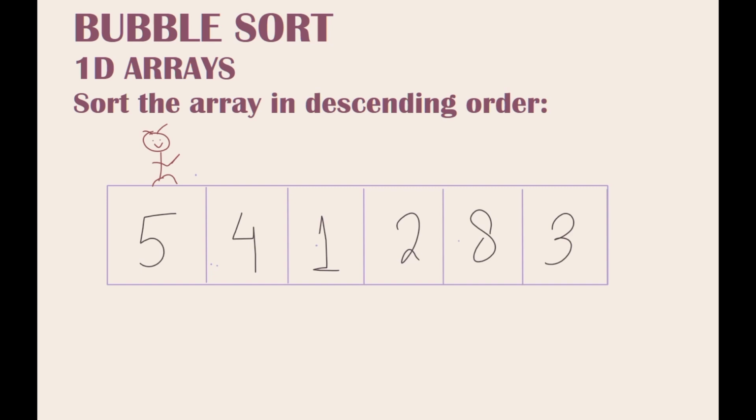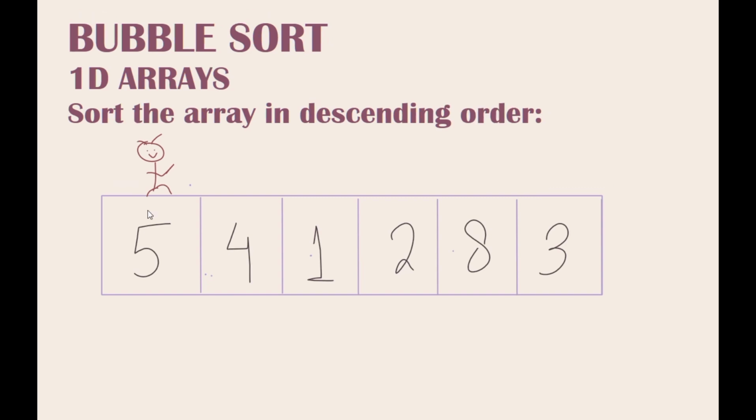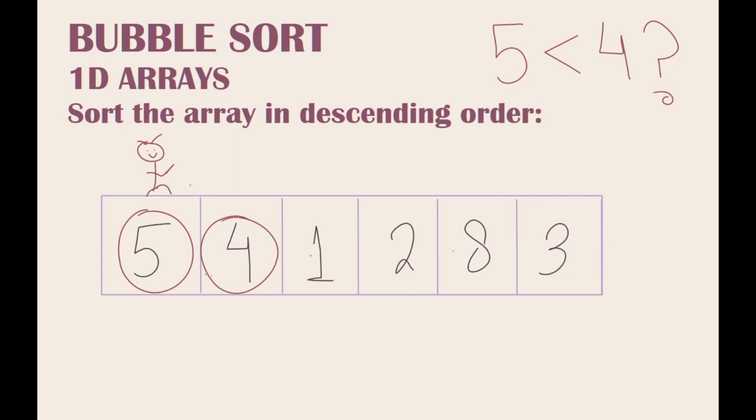Now he is standing on the very first position of the array. Before he moves forward, he is going to check whether the number he is standing on is greater than the number that is adjacent to it, next to it, which means this and this. He is going to check, is 5 less than 4? Now you should keep in mind that the array is going to be sorted in descending order, which means that the greater number should come first, okay? And then the smaller number should come after that. Now, is 5 less than 4? This condition is false. So he is going to move forward because the condition is false.